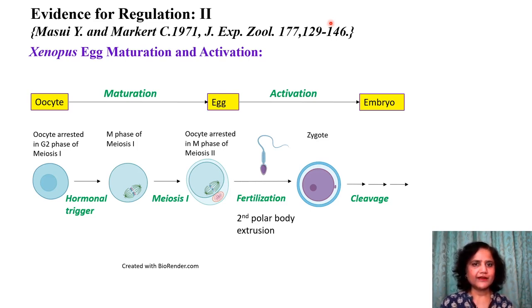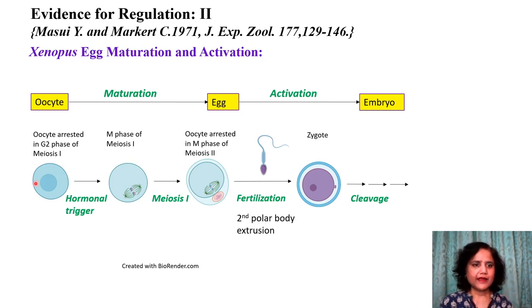So shown here is a process of oocyte maturation and activation. Normally an oocyte is arrested in the G2 phase of meiosis 1. Meiosis is a type of reductional cell division, and it is important in the formation of germ cells, and we'll be discussing that in detail later on.